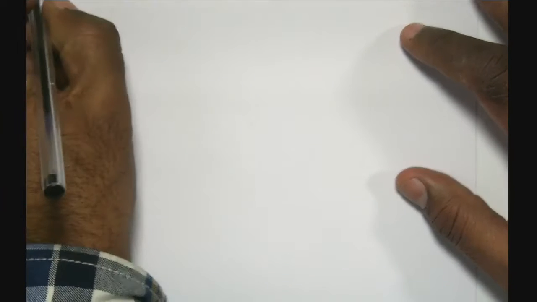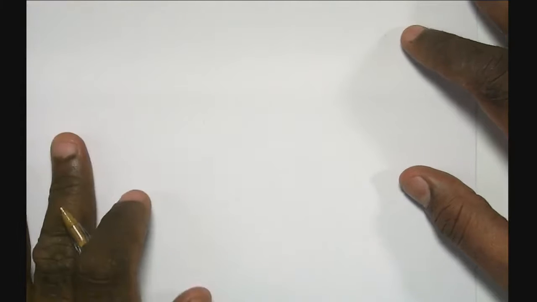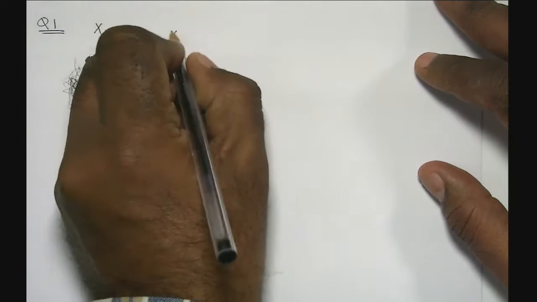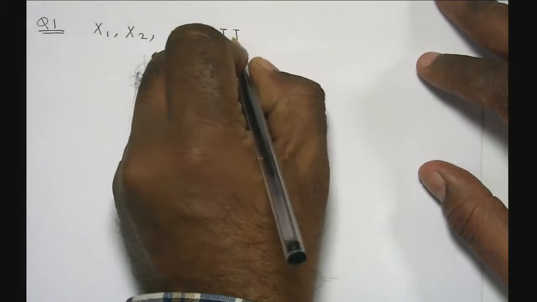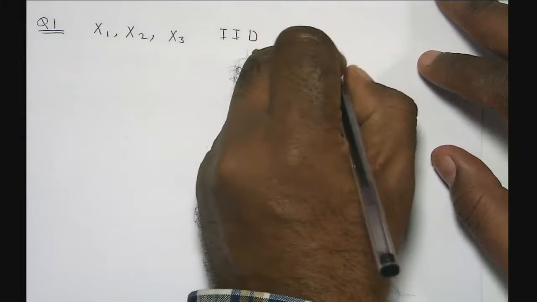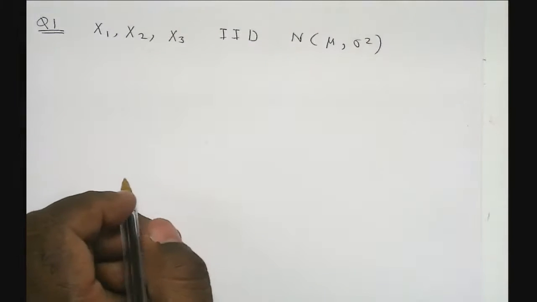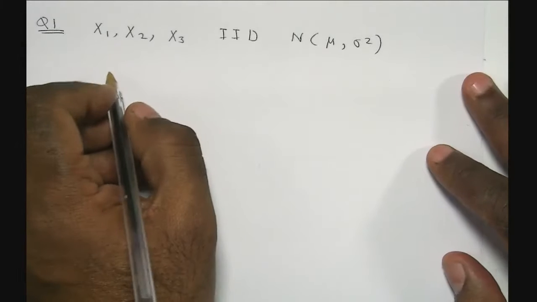All right. Let me show you how to do it, if you haven't done it already. This is question 1, guys. So you have three observations: x1, x2, x3, IID, normal with parameters mu and sigma squared, and you have 2 estimators for mu.